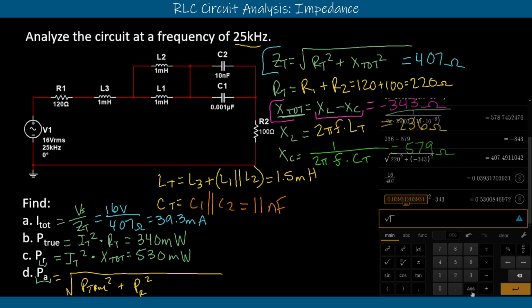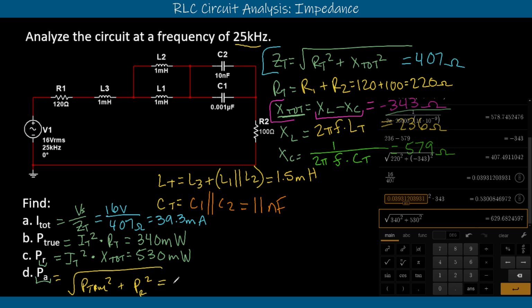So we'll say that we have a true power of 340 squared, and we'll add that to our reactive power of 530 squared. Those are in milliwatts again, so we can leave them both in there, and we'll get an answer in milliwatts. We see that there. So our power here, this is a little long. I'll square root that. Our active power is 600, and we'll round that up to 630.